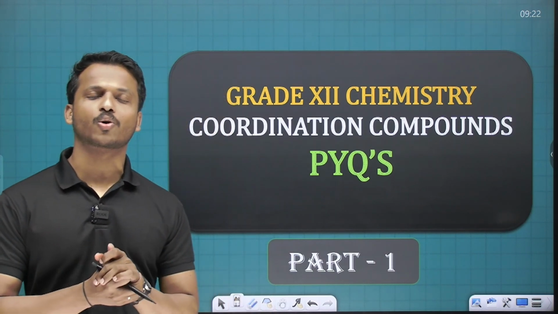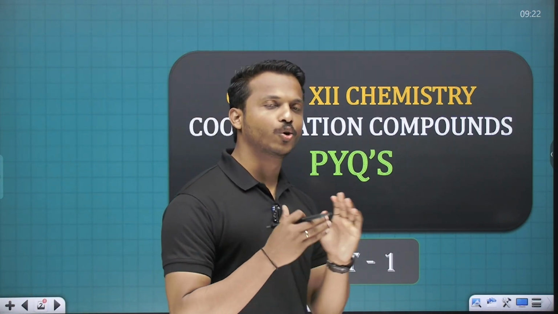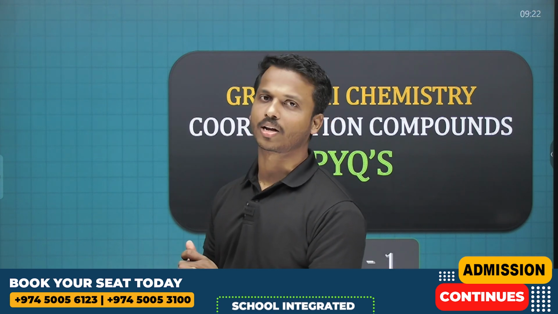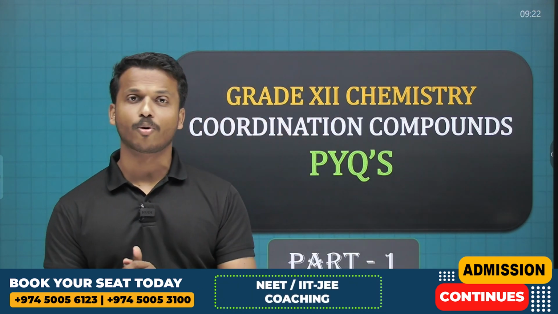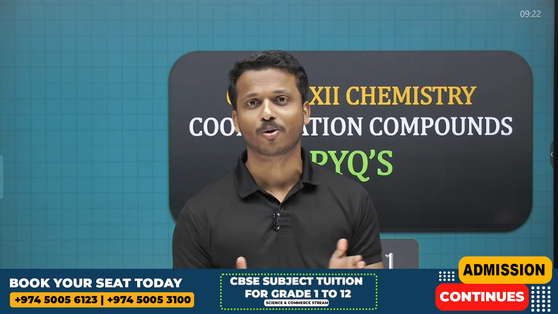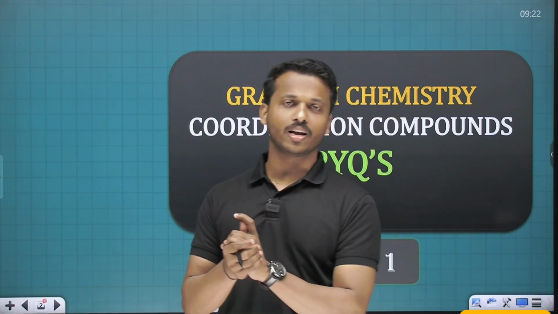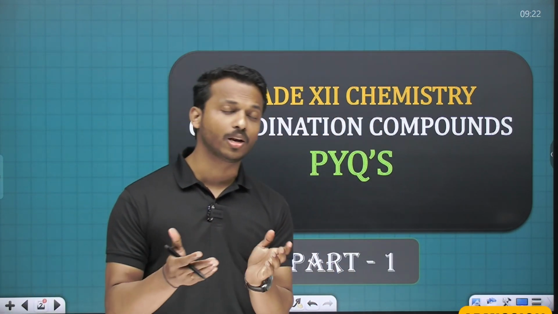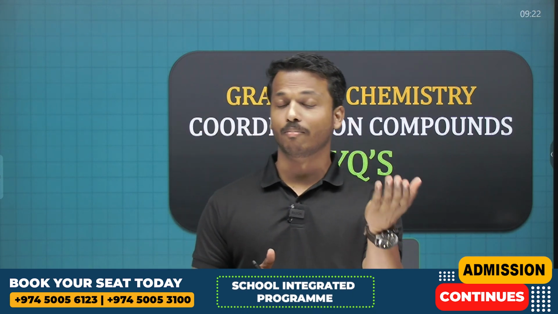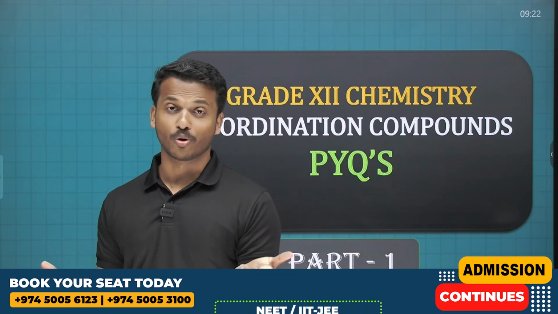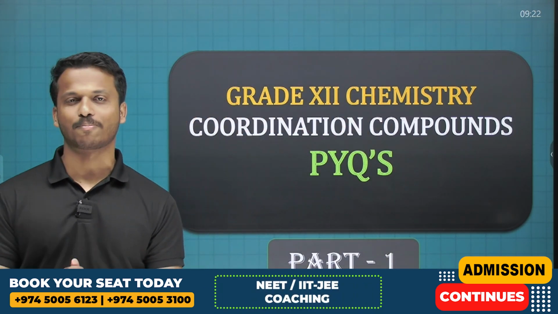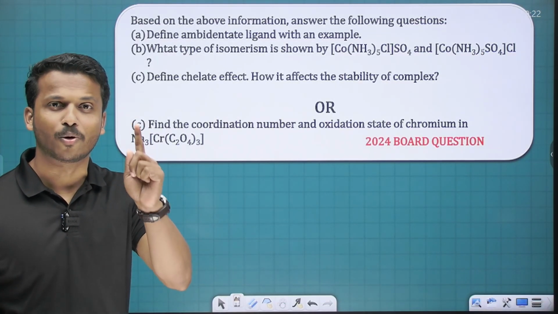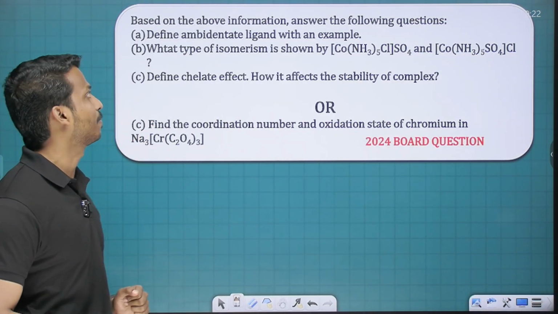A simple chapter, coordination compounds: the IUPAC naming, oxidation state calculation, coordination number calculation, what are the different types of ligand, Werner's theory, valence bond theory, crystal field theory, application of coordination compounds, color of coordination compounds, stability of complexes, and the metal carbonyls. These are the isomerism. These are the main important areas in the chapter. So what questions were asked in the 2024 board exam paper, that we can discuss first.